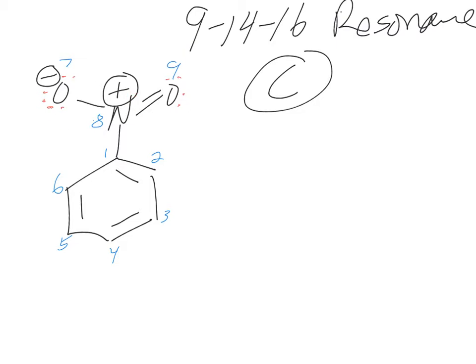So the easiest one to look at that maybe people have noticed before is I want to start my arrows at electron density. That's the easiest one for me to see, so that's what I'm going to do first. So I'm going to grab the oxygen 7, I'm going to move these electrons here towards the nitrogen, and then at the same time, I'm going to break that pi bond.